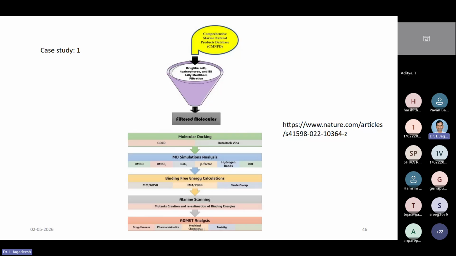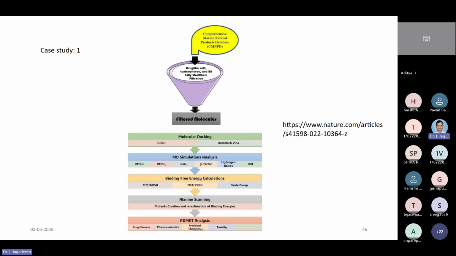Then we go to molecular dynamics simulation analysis, where we have RMSD, RMSF, ROG, B factor, hydrogen bonds, RDF. These are all analyses of the factors. We can further do the molecular dynamics while the molecule is moving: what are the dipole-dipole changes, what is their impact on the scores, and which score is going to be very critical to proceed further, and that we can predict. Then we go to binding free energy calculations, where the Gibbs free energy should be very low.